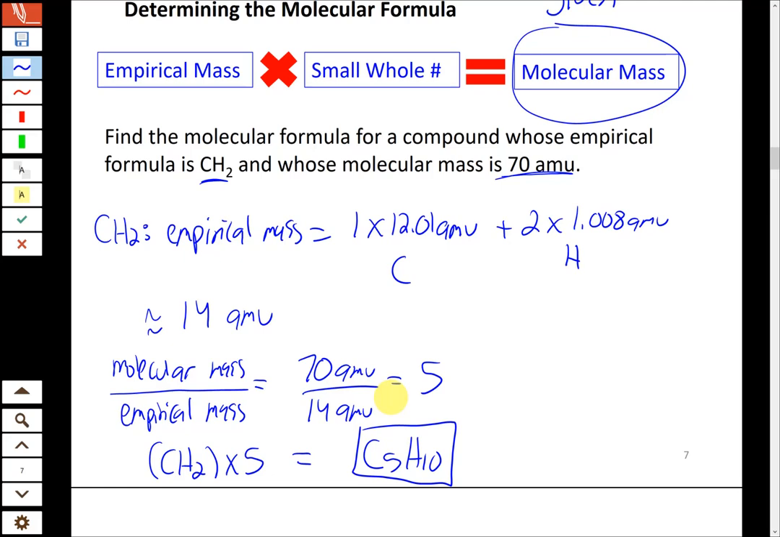Okay, so that's how we're going to approach that. We need just one additional piece of information that's going to be given to us, and then the relationship between molecular mass and empirical mass will also be the relationship between the empirical and molecular formulas. All right, so that's how that works.